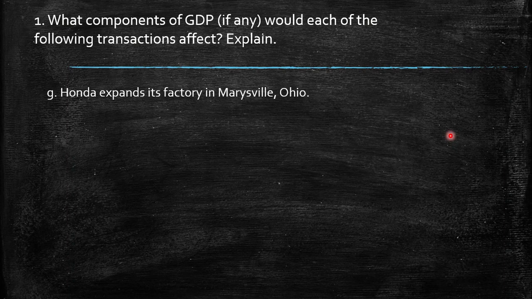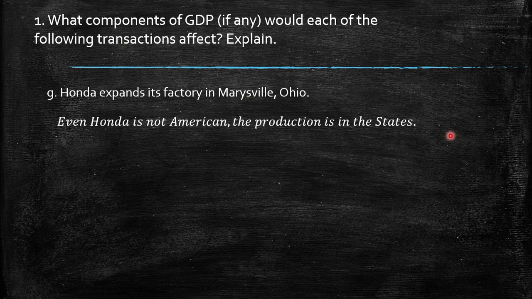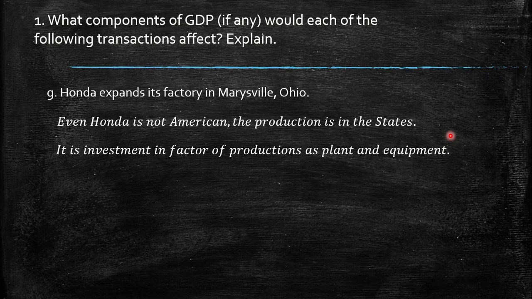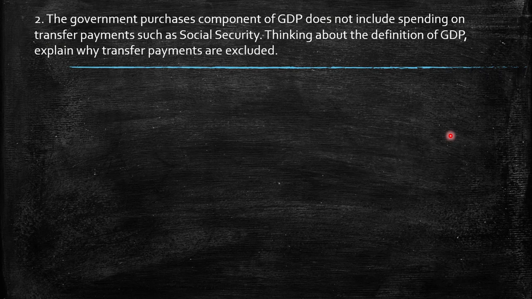G. Honda expands its factory in Marysville, Ohio. Even though Honda is not American, the production is in the States. So this investment is part of the factors of production as plant and equipment, and naturally it goes via investment for the GDP.